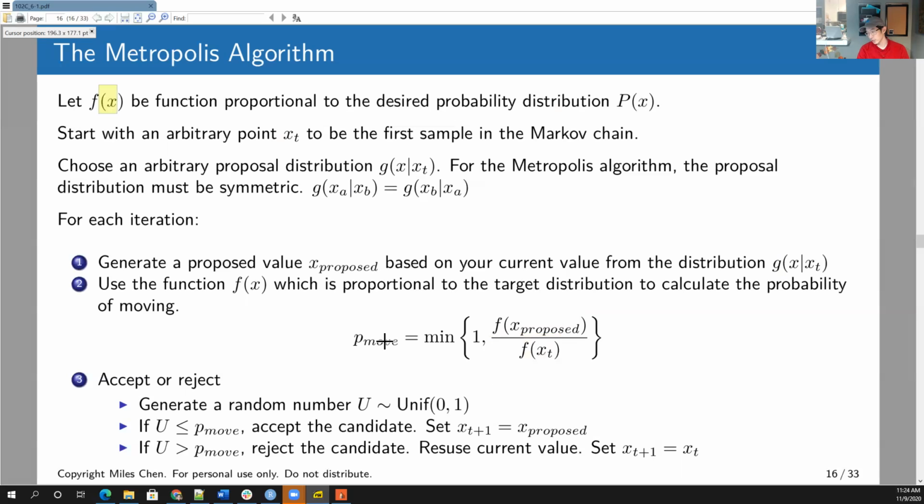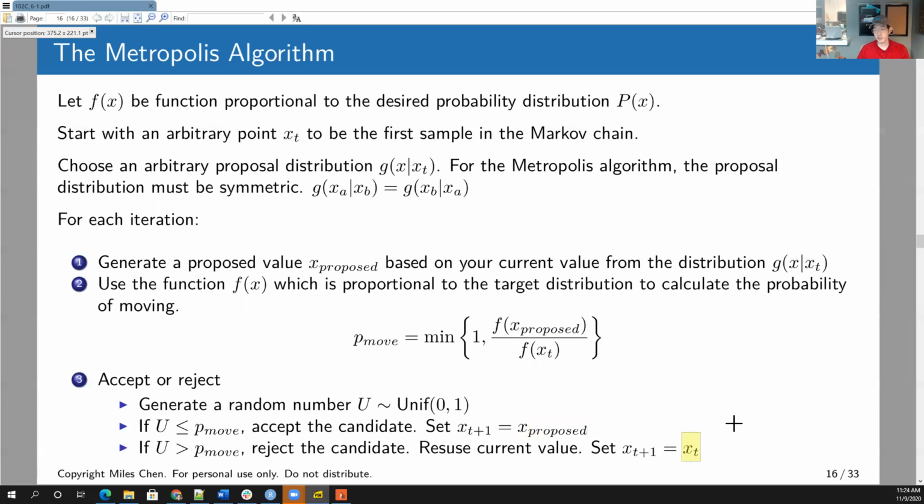And then you either accept or reject the proposed value. You generate a random number u from the uniform distribution. If u is less than this p move, you accept it, and x at time t plus 1 is going to be the proposed value. And if u is greater than p move, you reject this candidate value and reuse the current value. So x at time t plus 1 is going to be the current value x at time t.